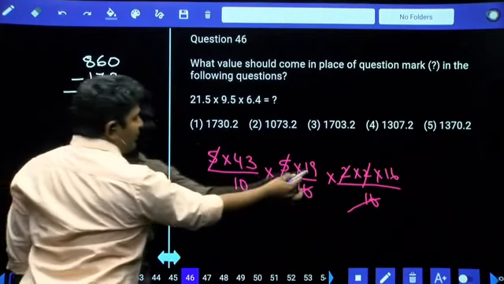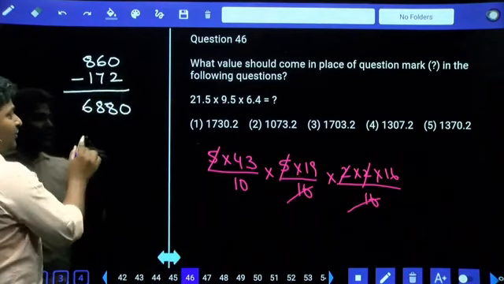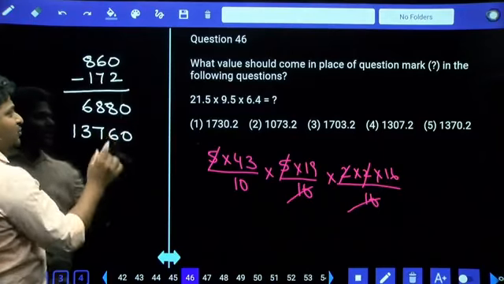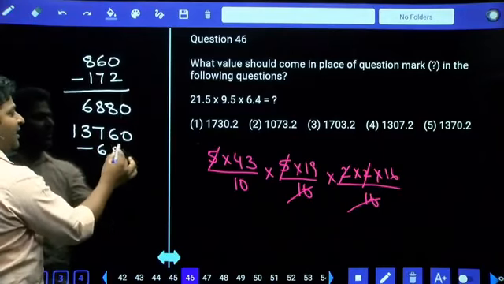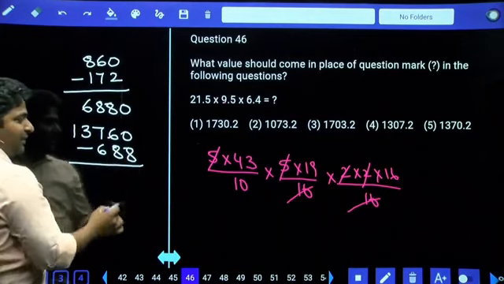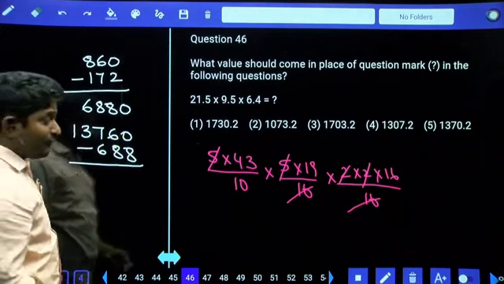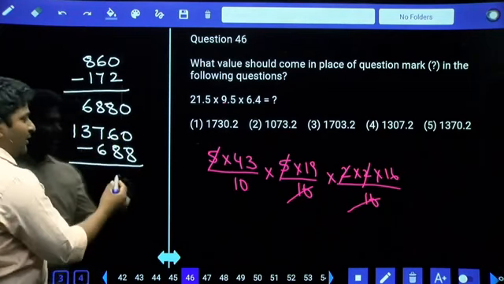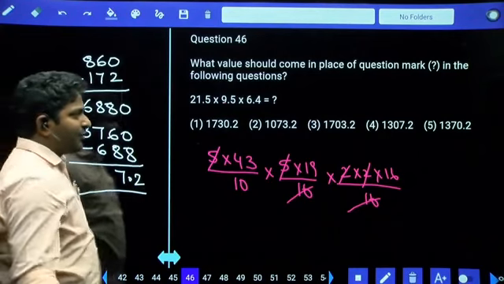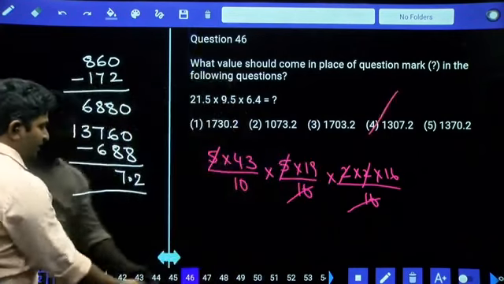688. And now we need to take 19 times. 10 times is this number. 20 times is equal to 13,760 minus 1 time. 1 time in the sense we have to subtract 688. From 160 if you subtract, from 60 you cannot subtract 88. So hence let us subtract 88 from 160. Then that is equal to 72. So answer should end with 7.2. There is only one option, 1307.2. That is your final answer.